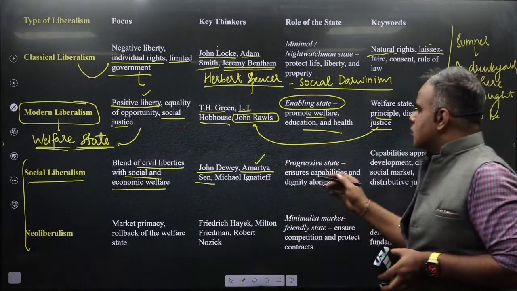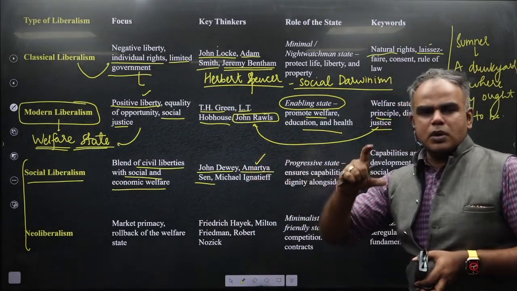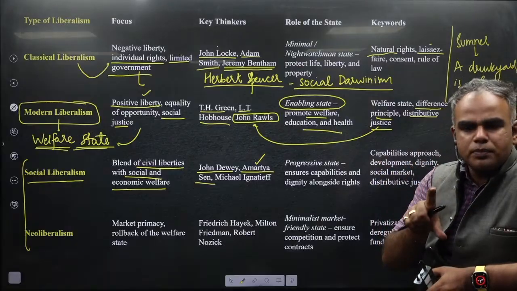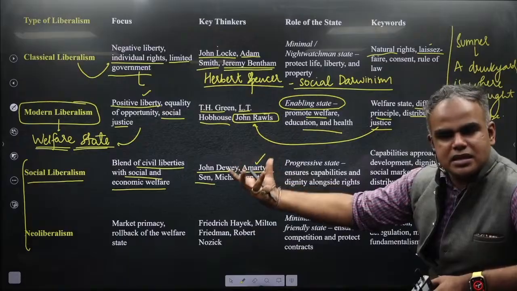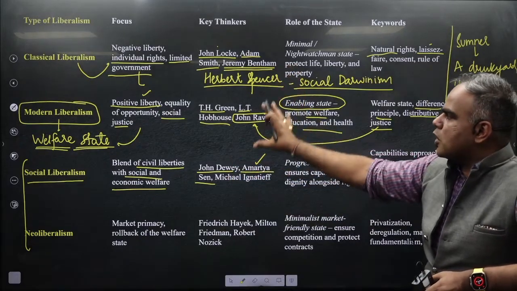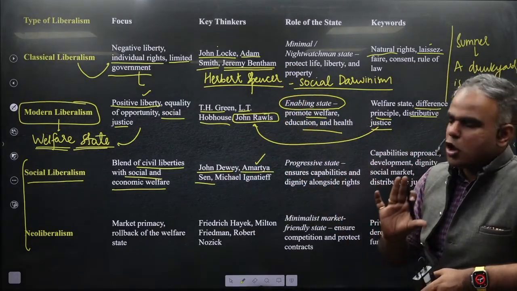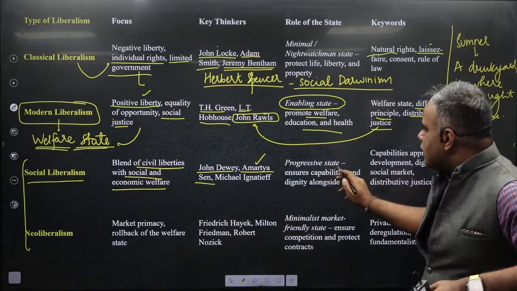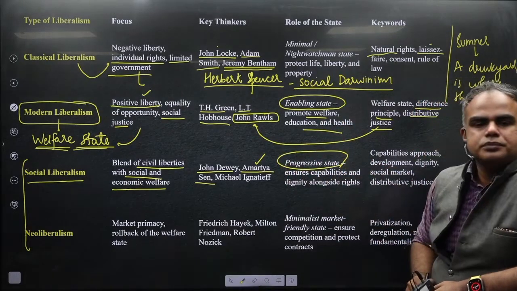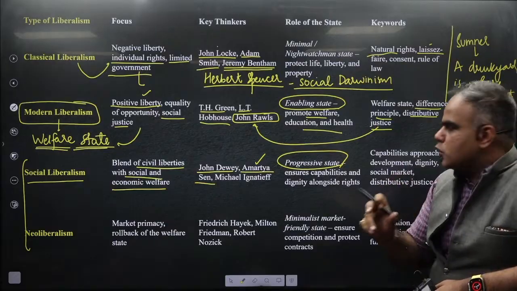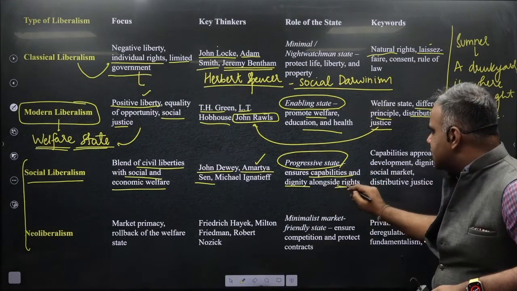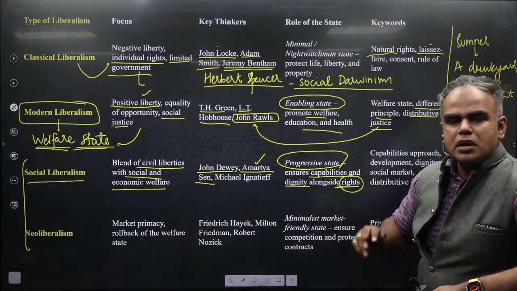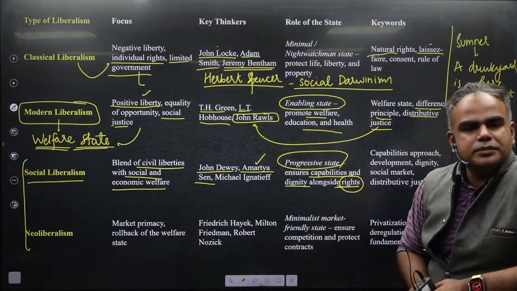Here Amartya Sen is there, you also have Martha Nussbaum. Later when we go into rights and other theories, I'll also tell you other thinkers. For now, even if you remember one or two thinkers for each of them, your job is done. Here you have a progressive state. So here what the state is going to do is ensure capabilities and dignity along with rights. That is why when we do rights, in rights we'll again talk about Amartya Sen.